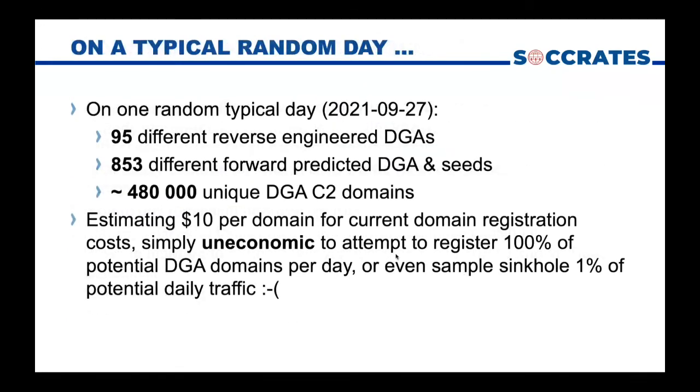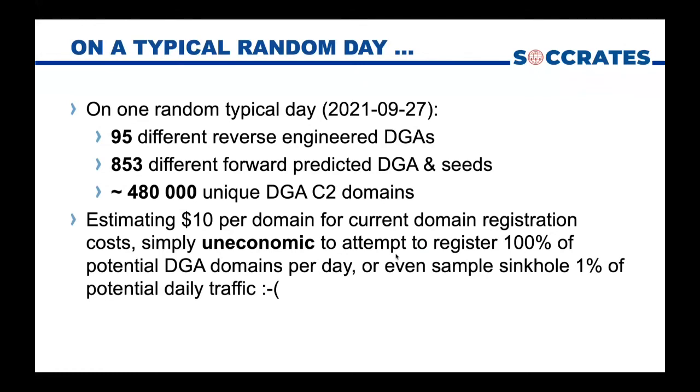So what do these DGAs look like on a typical random day? Yesterday, these are some stats: 95 different reverse engineered DGAs that we are aware of at Shadowserver, 853 different forward predicted DGA seeds, and nearly 500,000 unique DGA command and control domains out there. And we at Shadowserver track all these all the time.